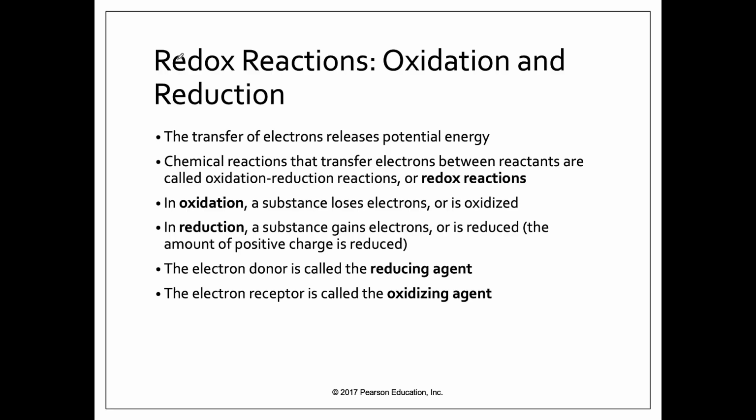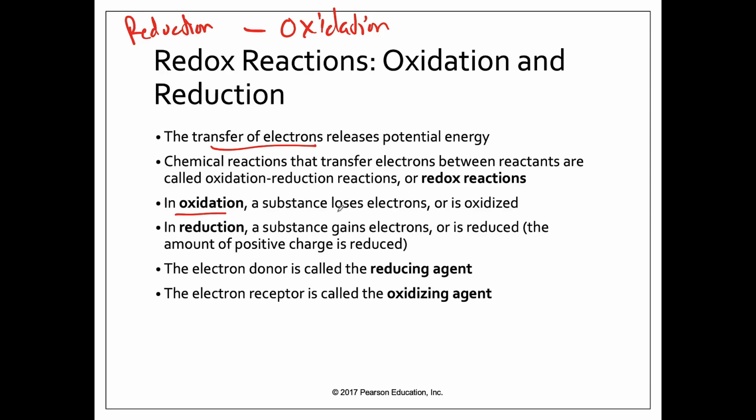So as we go through this large metabolic pathway, we're going to see several redox reactions. So redox is a combination of two words, reduction and oxidation. Reduction and oxidation happen when we transfer electrons. Every time we move electrons, it's going to change the potential energy. So this is how we're going to get energy out of our reactants, by moving electrons around.